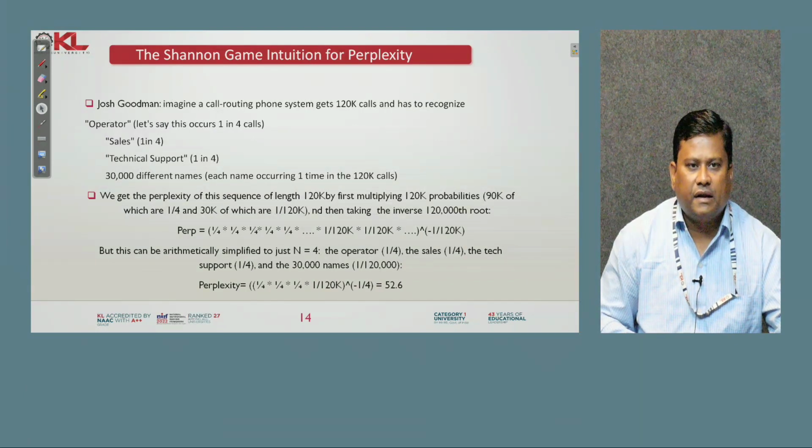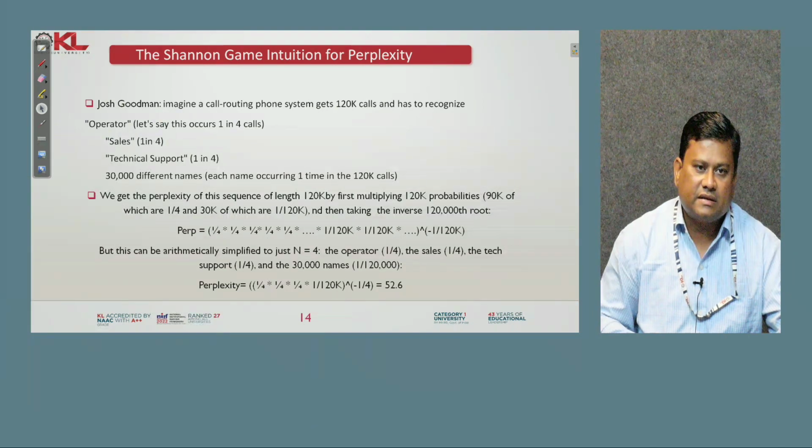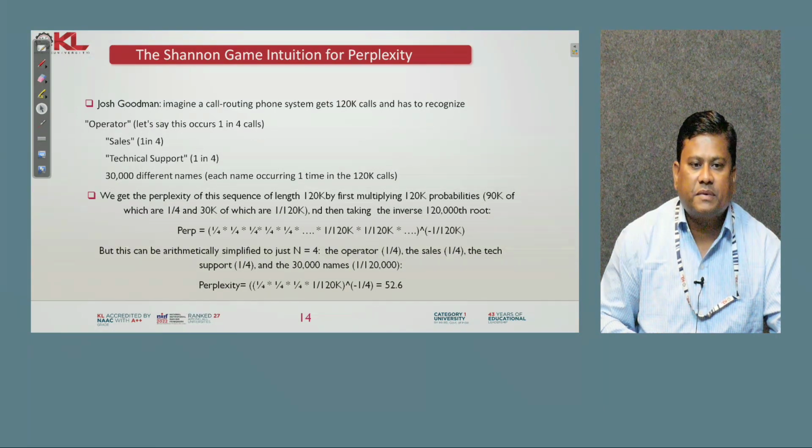So Josh Goodman imagines a routine phone call system that gets 120k calls and has to recognize the operator. Let's say operator occurs 1 in 4 calls, sales 1 in 4, and technical support 1 in 4. So there are 30,000 different names, each name occurring one time in 120k calls. So what will be the perplexity here? It can be calculated: the perplexity will be 1 by 4 into 1 by 4 into 1 by 4, and optimally it will become 52.6.